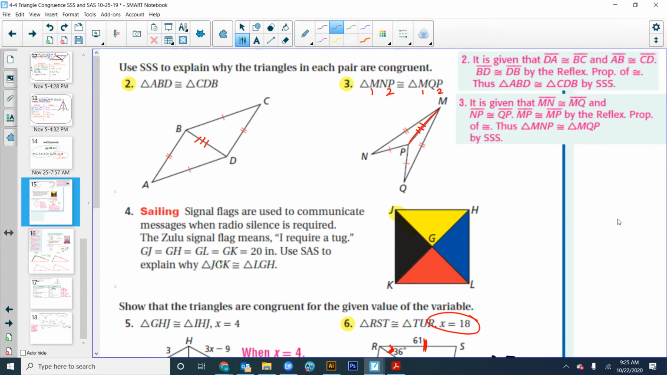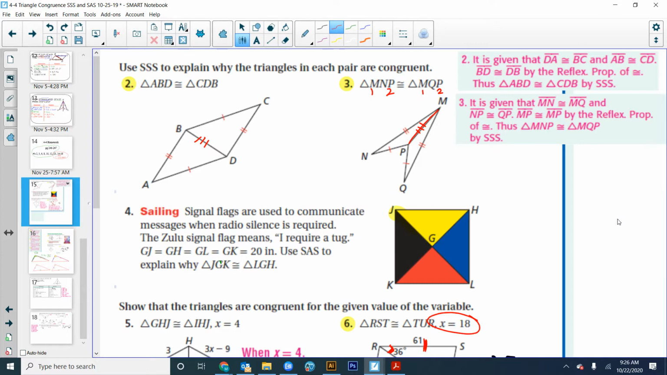All right, how about 2 and 3? You guys okay with those ones? Yeah. So use SSS to explain why the triangles in each pair are congruent. When I walked around and looked, if you said AD is congruent to CB, you should have said given. These two, given. Why is BD congruent to DB in that order? Reflexive property, you should have had that. And then triangle ABD is congruent to triangle CBD by SSS. Okay?